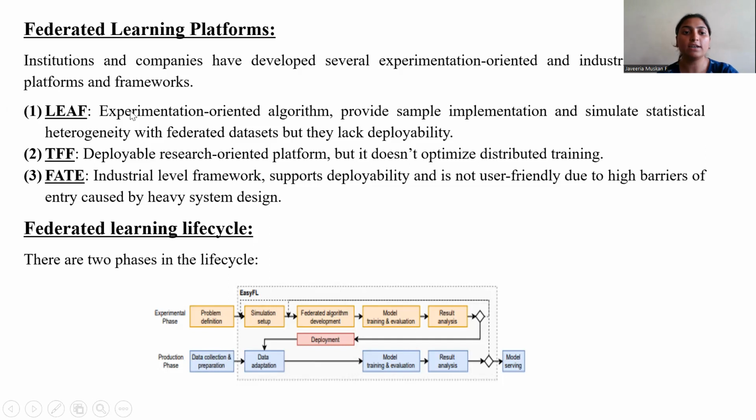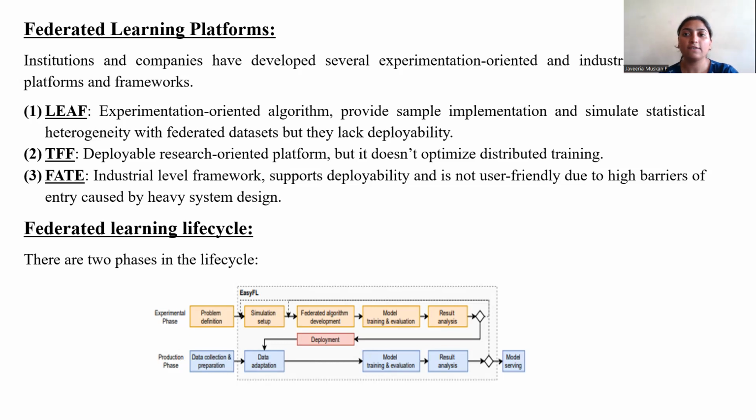These are the federated learning platforms. Institutions and companies have developed various experimentation-oriented federated learning platforms and frameworks. One is LEAF, another is TFF, and another is FATE. LEAF is an experimentation-oriented framework that provides sample implementations and simulates statistical heterogeneity with federated datasets, but it lacks deployability. Coming to TFF, it is a deployable research-oriented platform, but it doesn't optimize distributed training. FATE is an industrial-level framework that supports deployability, but it is not user-friendly due to high barriers to entry caused by heavy system design.